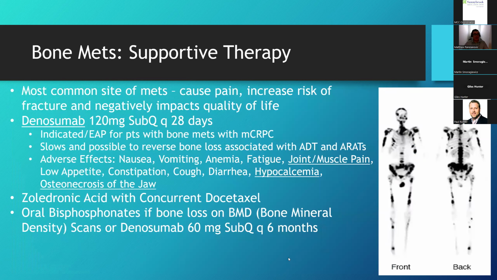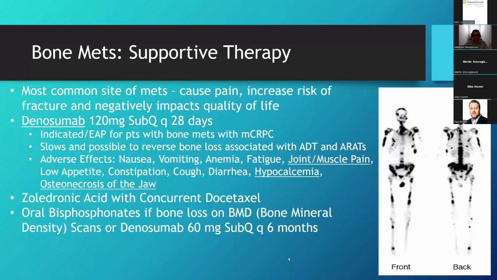So I will talk a little bit more about supportive care now for these patients, especially for the bone metastases. This is a big one that I deal with in my clinics. The most common sites of metastases are in the bone, causing pain, increased risk of fracture, and negatively impacting quality of life. So we look to denosumab at 120 milligrams subcutaneous every 28 days. It's also known by the brand name Xgeva, which is different than the brand name Prolia. It's indicated and EAP funded for patients with bone metastases with metastatic castrate-resistant prostate cancer. It slows and possibly reverses some of the bone loss associated with ADT and the ARAT-based therapies.